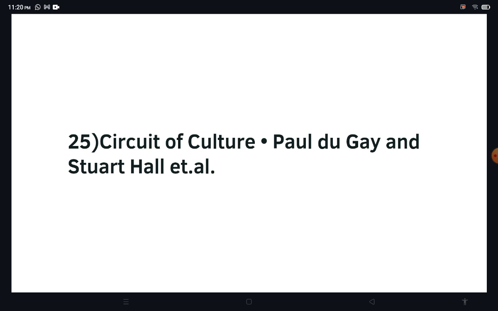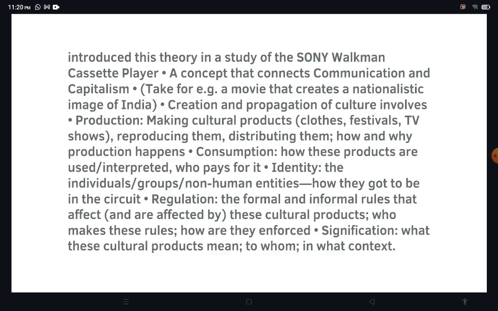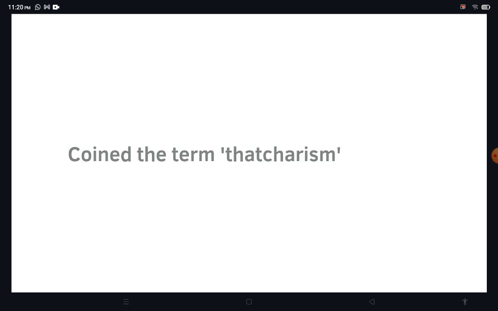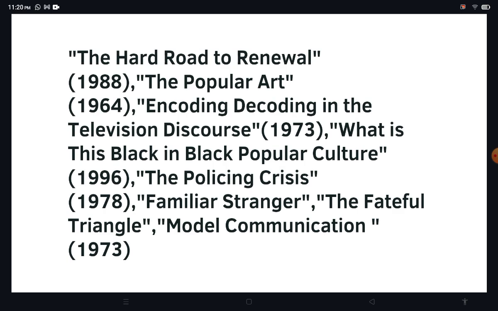So his works are Circuit of Culture. He coined the term Thatcherism, and his works, which you can read on your own, are The Hard Road to Renewal, The Popular Arts, Encoding and Decoding in the Television Discourse, What Is This Black in Black Popular Culture, Policing the Crisis, Family or Stranger, The Fateful Triangle, and Model of Communication.